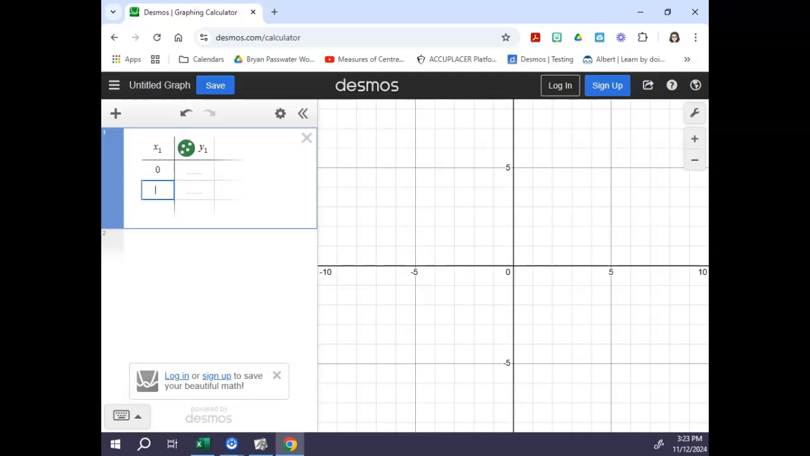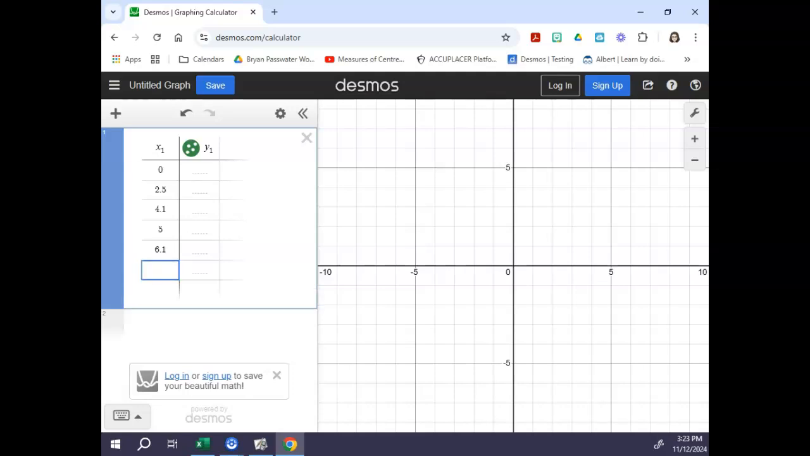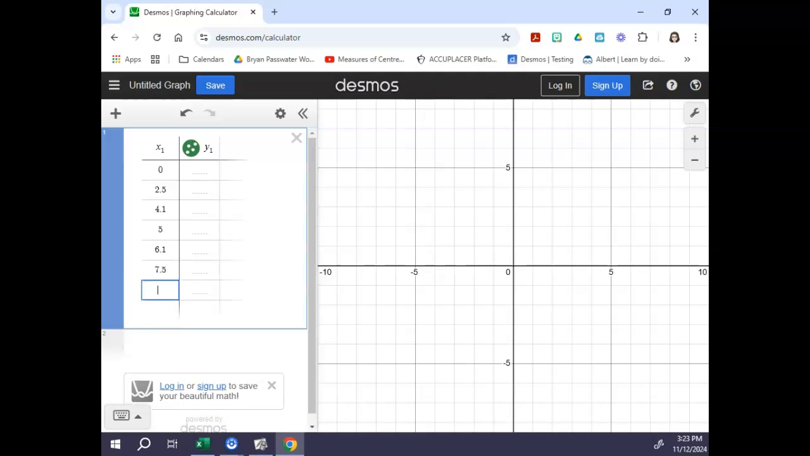0, 2.5, 4.1, 5, 6.1, 7.5, and 10. Okay, so I'm going to double check my x values before I do my y values. I think that looks good. It's so easy, especially on the little thing I'm using, to punch in something wrong.